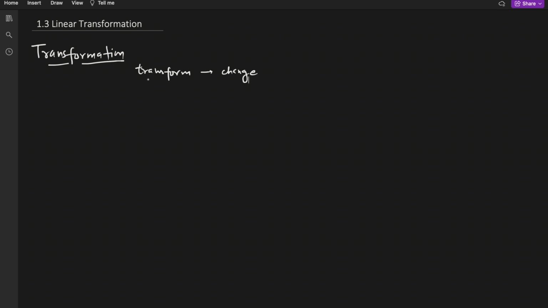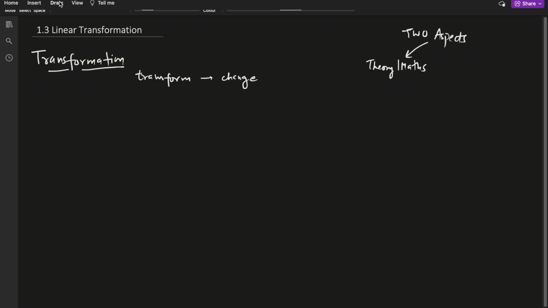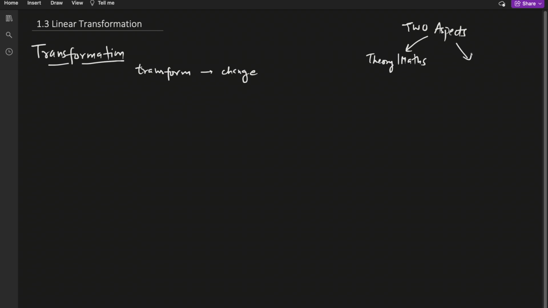This topic, transformation, linear transformation, has basically two aspects. The first one is the theory part, the maths part, in which I will be explaining what is transformation, what is linear transformation, how it is different from other types of transformation and all. The second is the visual aspect. We need to understand what transformation does to a given space. If we have a 2D input space and we apply a transformation, especially a linear transformation, what is happening behind the scenes is very important to understand.